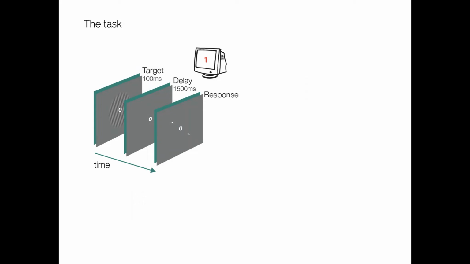All right, so the task is about as simple and as boring as can be. Subjects sit in a dark room and look at a CRT monitor. They're shown a target orientation, which is a random orientation between 1 and 180, in 3-degree steps. Then there is a 1.5 second delay, and after the delay, they rotate a dial by pressing buttons, similar to what I showed before.